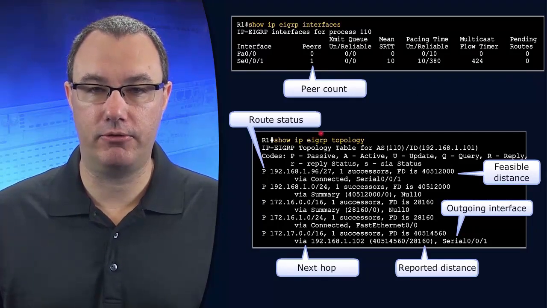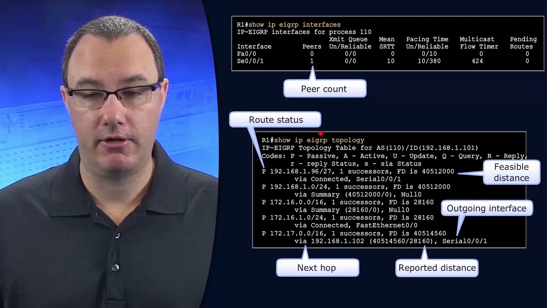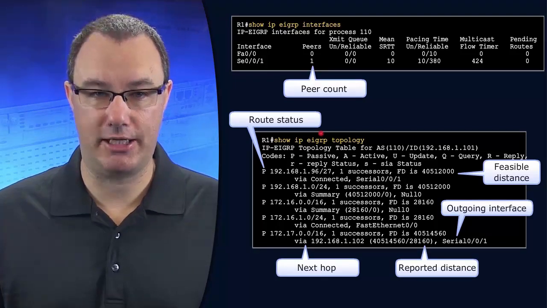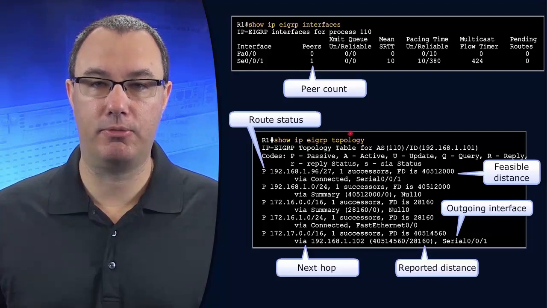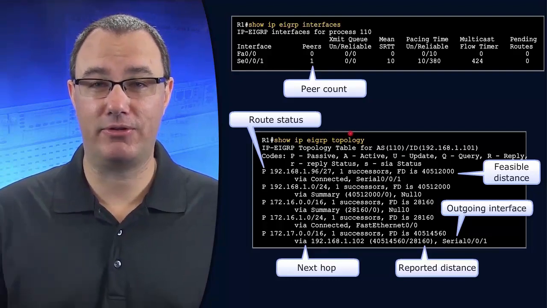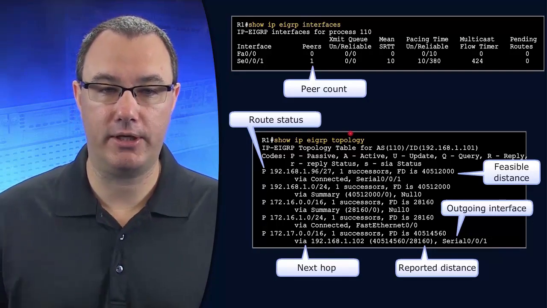Something that is absolutely crucial for EIGRP operation and troubleshooting and manipulation is the topology table. The topology table represents the good, the bad, the best routes that EIGRP is presently aware of. Here's how to read it.